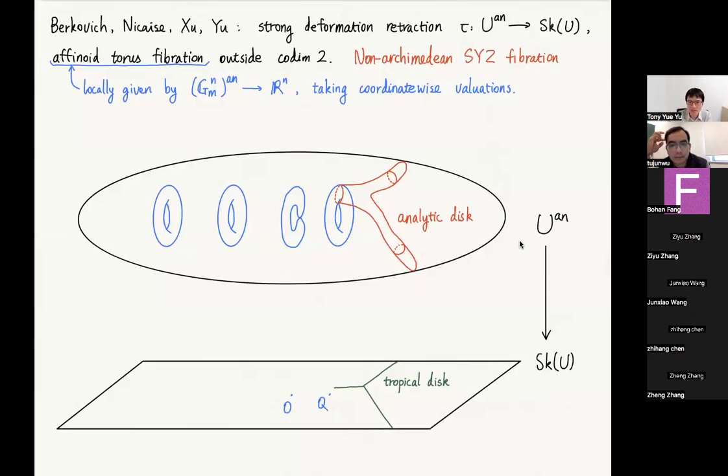Here is a picture. So we have the analytic space, and we showed this non-archimedean SYZ fibration to the essential skeleton. Most of the fibers are affinoid tori, and we have some singular fibers. And one thing that's really nice about the non-archimedean fibration is that whenever I consider any curve upstairs in the analytic space, and I look at its image under the non-archimedean fibration, we get a piecewise linear graph.